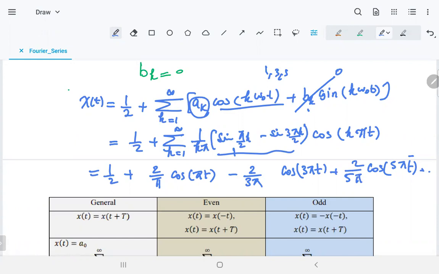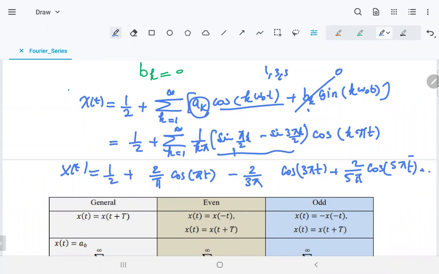So x of t, the square wave, consists of these factors. And by the way, you see the fifth harmonic: the magnitude is 1/5 of the amplitude of the fundamental. If you have 1, then 1/5 is like 20%. And if you go to 7, it's 1/7, decreasing like that. Okay, so the 1/2 is the average value.